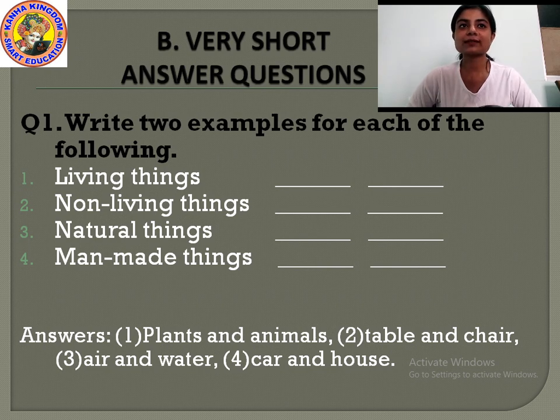I will repeat once again. Write any two examples for each of the following. Living things. It is plants and animals. Non-living things. Table and chair. Natural thing. Air and water. Man-made thing. Car and house. Okay, the answers are written below. You can see and you can write.